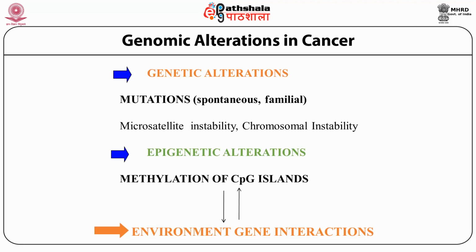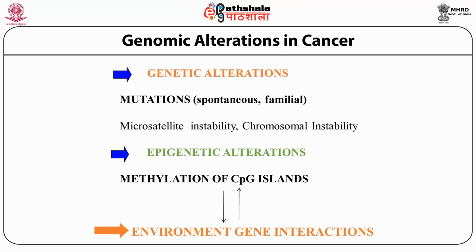In fact, the cause of the cancer can be divided into genetic alterations, which include the DNA mutations, the microsatellite instabilities, and the chromosomal instabilities. Most DNA mutations are spontaneously generated because of an inefficient DNA repair. However, some mutations are familial, that is, they are passed from one generation to another. For example, the mutant BRCA gene is passed from the mother to the daughter. Most of the mutations affect the protein functionalities.